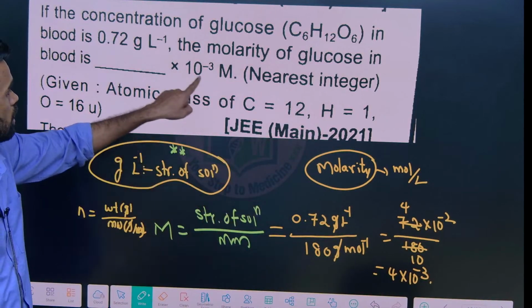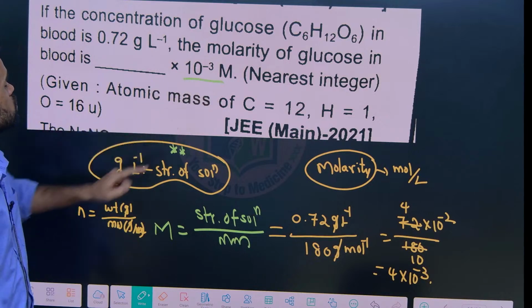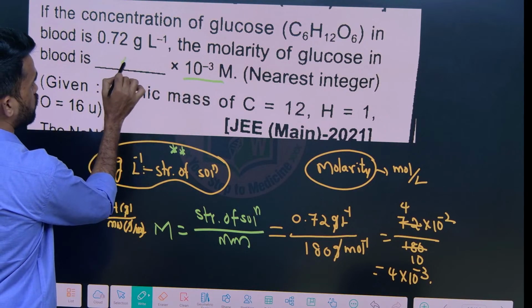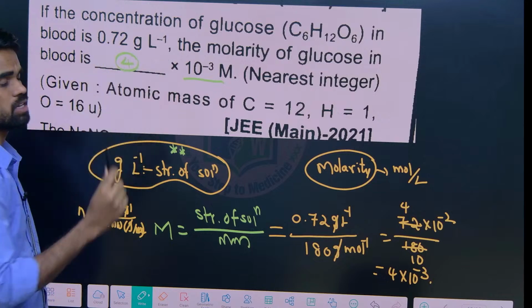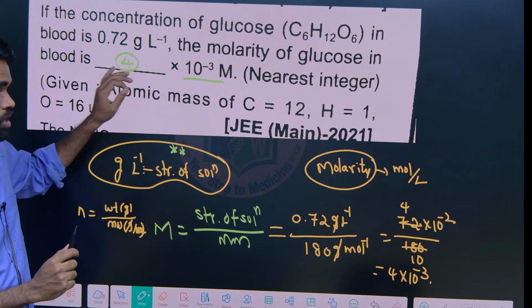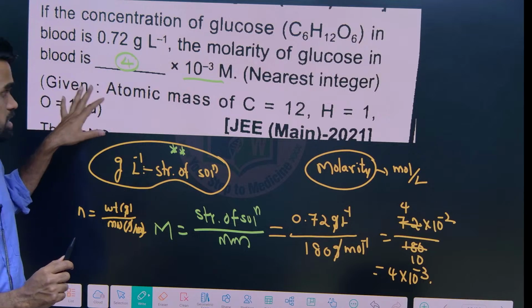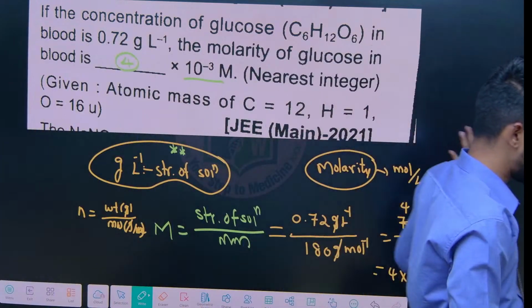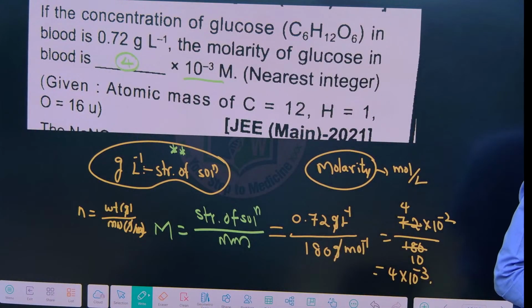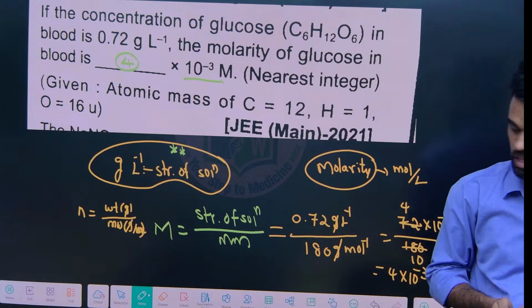Here, minus 3 molar is already mentioned, so you can write just 4 as your answer. 4 into 10 power minus 3 is the answer for this question. Hope the discussion is clear. Guys, is there any confusion in understanding this? No, right? Yeah. Next question here.